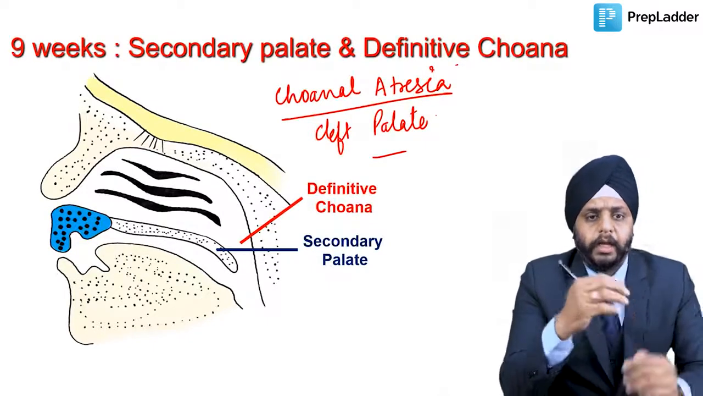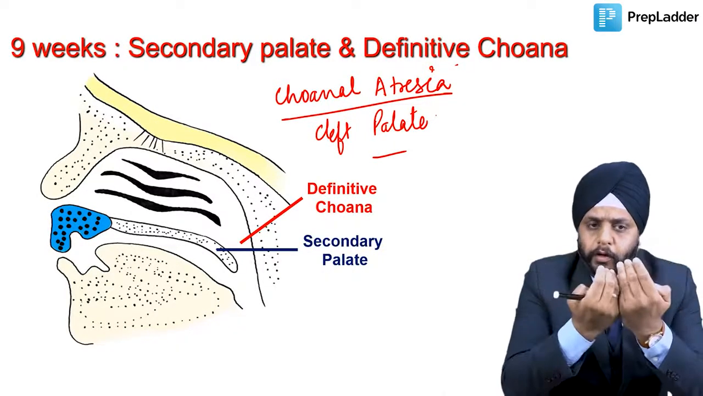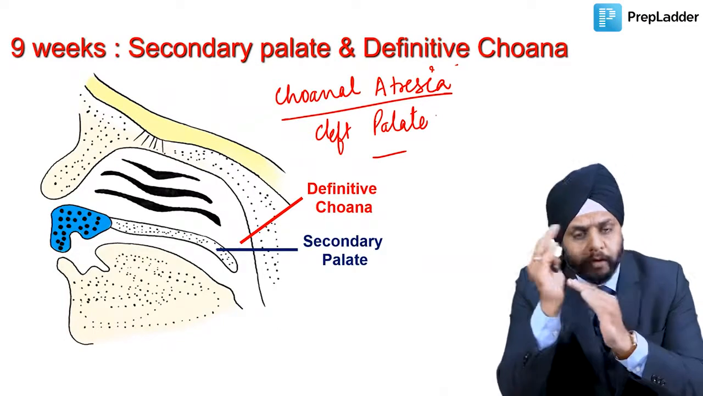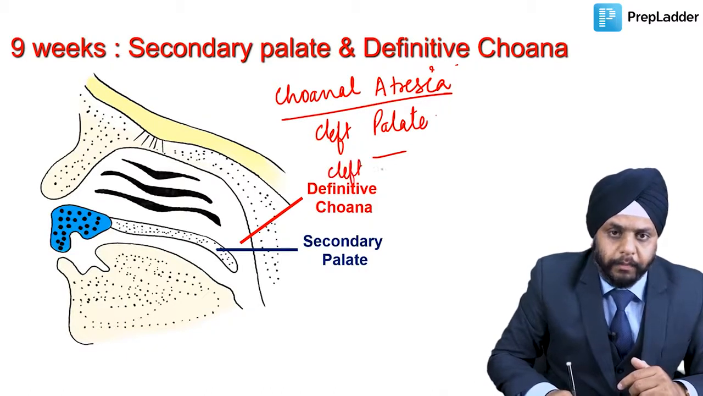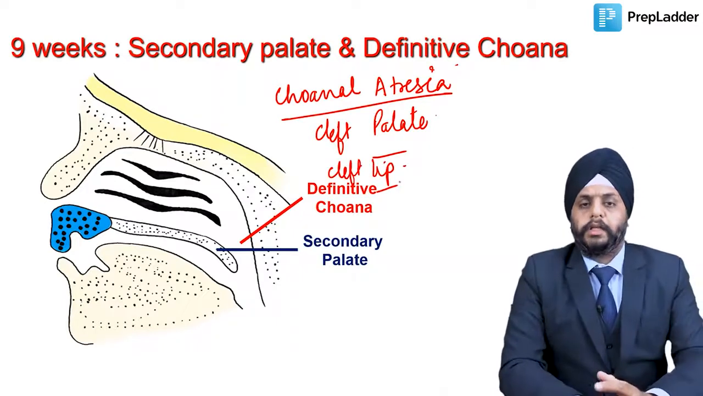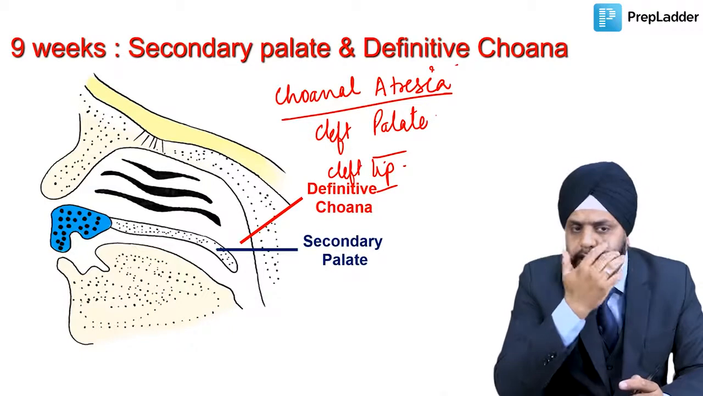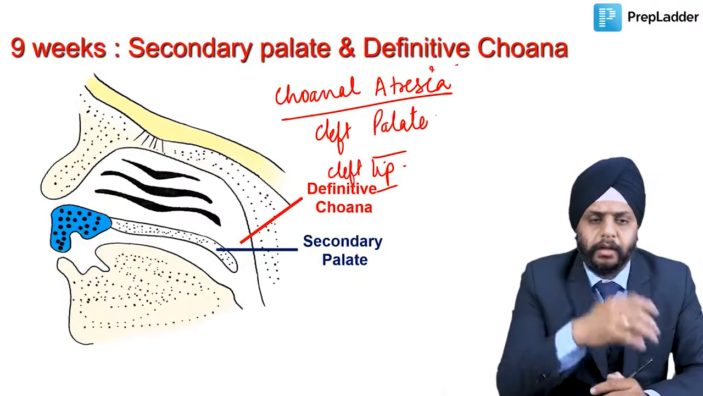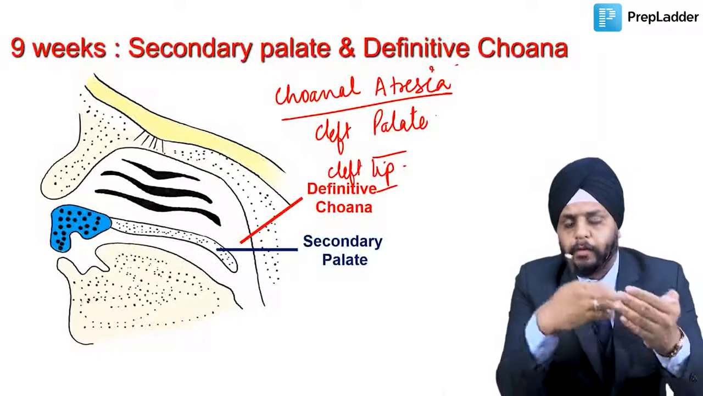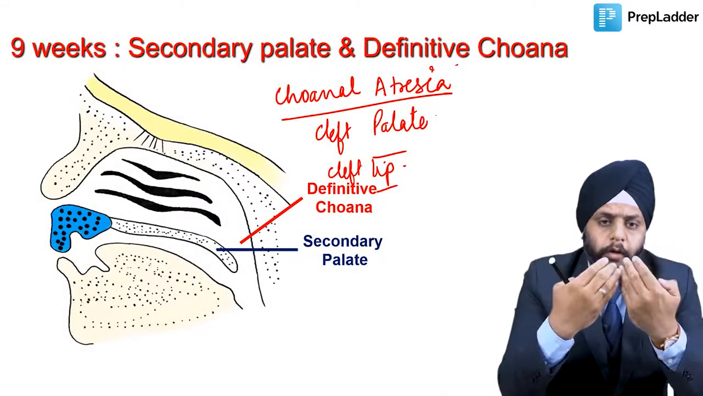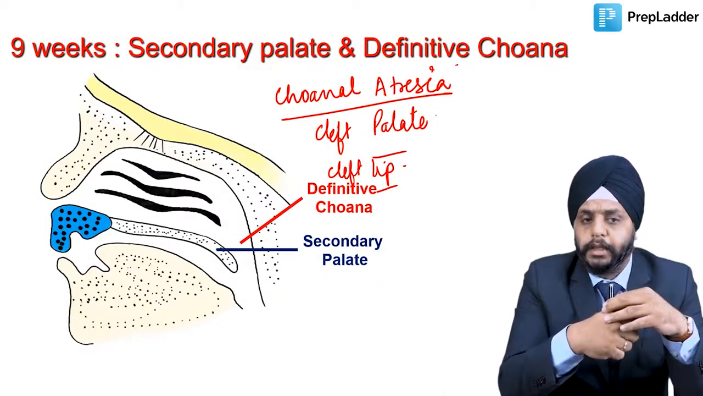Now, similarly, if the medial nasal processes do not fuse, or the intermaxillary process does not fuse with the maxillary process, we will have a cleft lip. Okay, so these are the congenital diseases. We can have a cleft lip. Cleft lip can be on either side or it can be in the center. So as I have shown you, it can be because of non-fusion of the intermaxillary process with the maxillary process, or because of non-fusion of the two medial nasal processes which form the intermaxillary process.